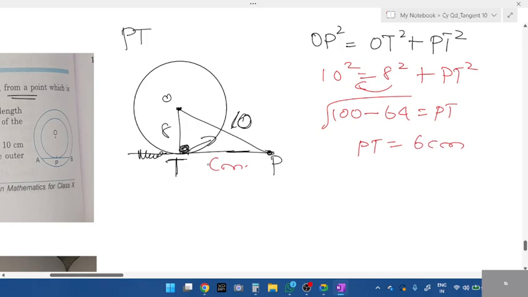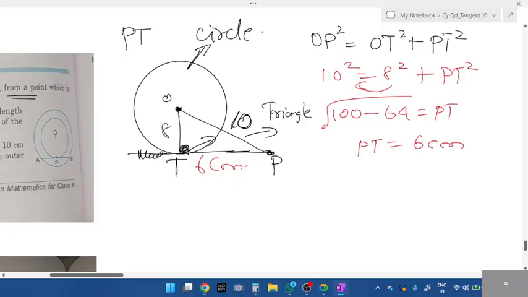Is it clear? All of you understood? Fine. Now tell me how many geometrical figures are here, students. What are the geometrical figures? One was the circle, the other one was the right angle triangle. What are the concepts we applied here? Related to the circle, tell me which concept we applied.